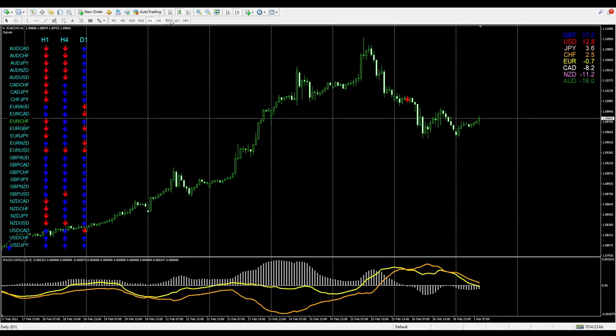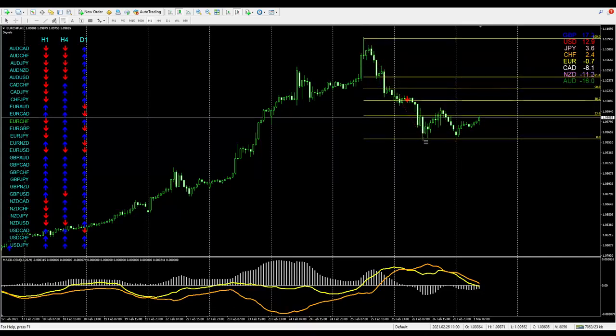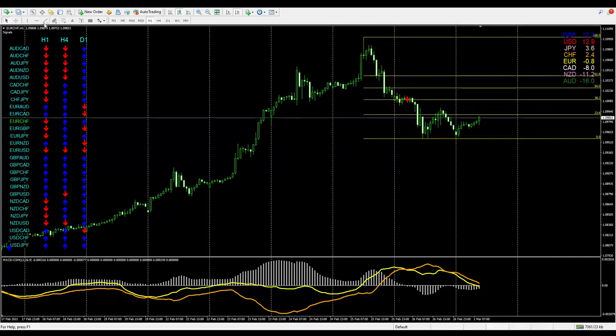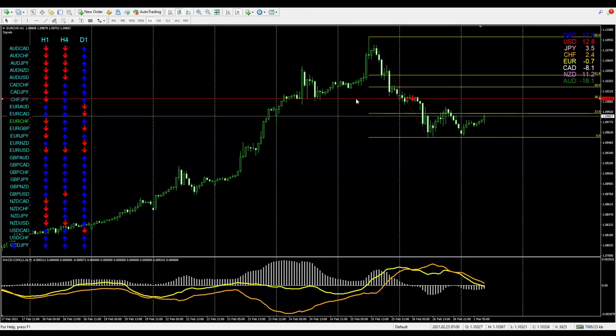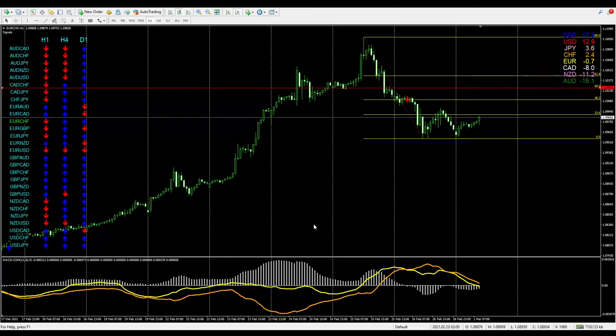So for this week on EUR CHF, we only need to wait for H1 to give us a buy signal. Once there's a buy signal this week, we could enter a trade on EUR CHF soon. And our Fibonacci for today would be like this. As we can see, EUR CHF is below 38.2 or even below the 50 Fibonacci. So once these two lines cross and give us a buy signal on H1, we could enter EUR CHF for today.